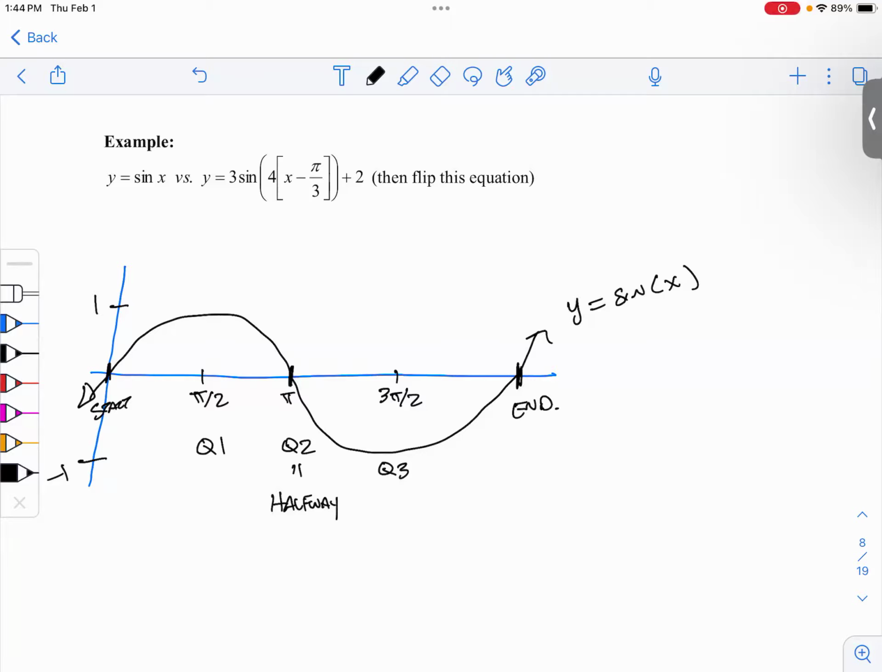And so for our graphing strategy, this is basically how we find it. We have our starting point, we have our ending point, then we find our halfway, then we find our first quarter, then we find our third quarter. We need to find all 5 of those points, 5 points for one period. We find those 5 points, and then we'll graph it out.